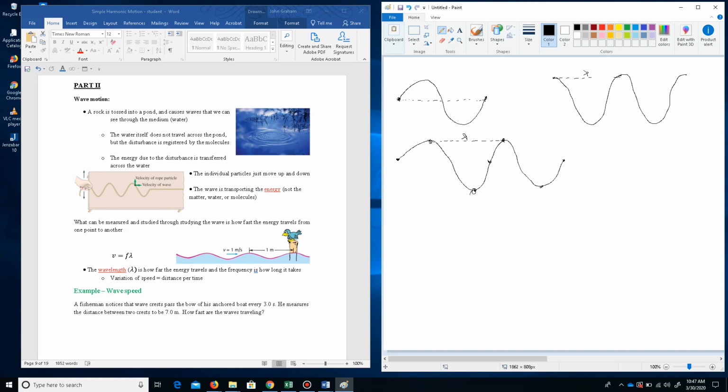Frequency is 1 over second. So actually, if we wanted to write this with the period, we could write it as wavelength over the period. And what we have here is meters over seconds, which is distance over time. So that's all this velocity equation is, distance over time.